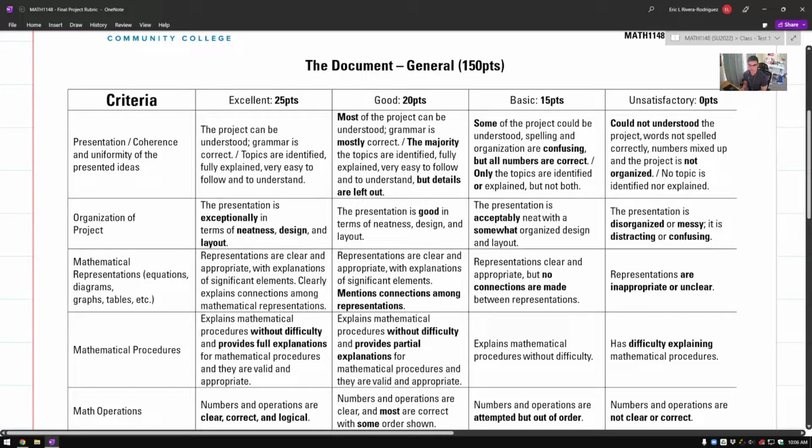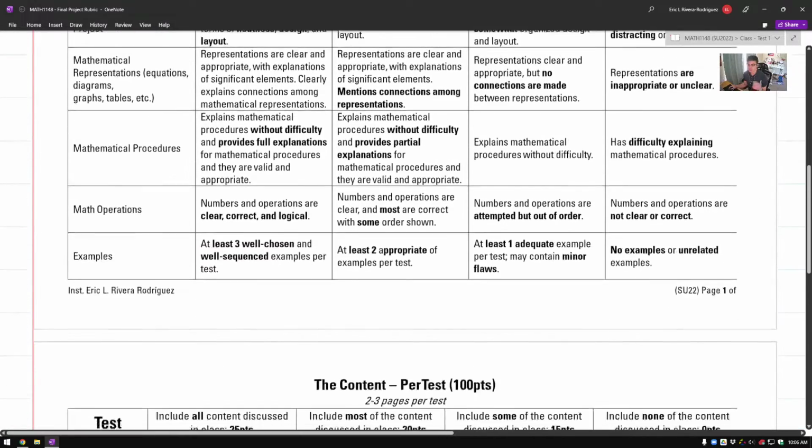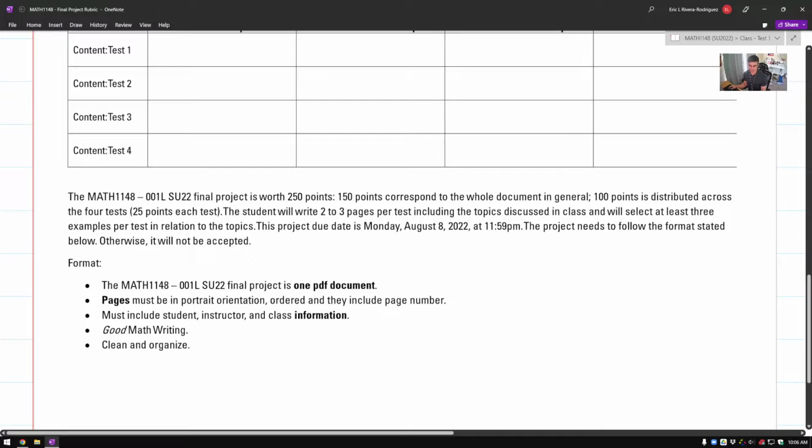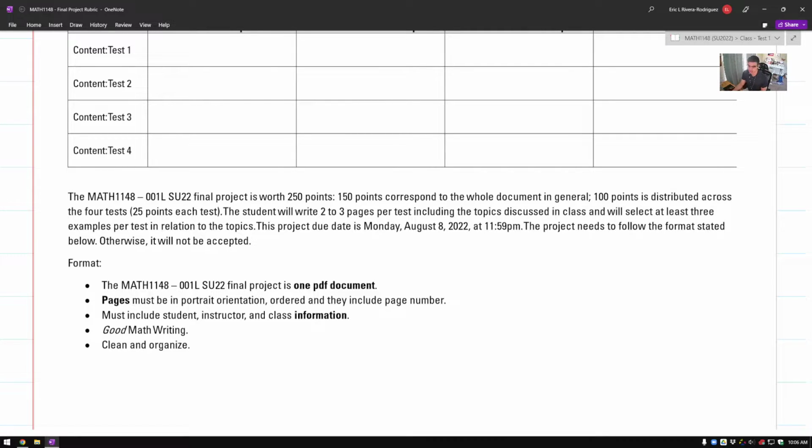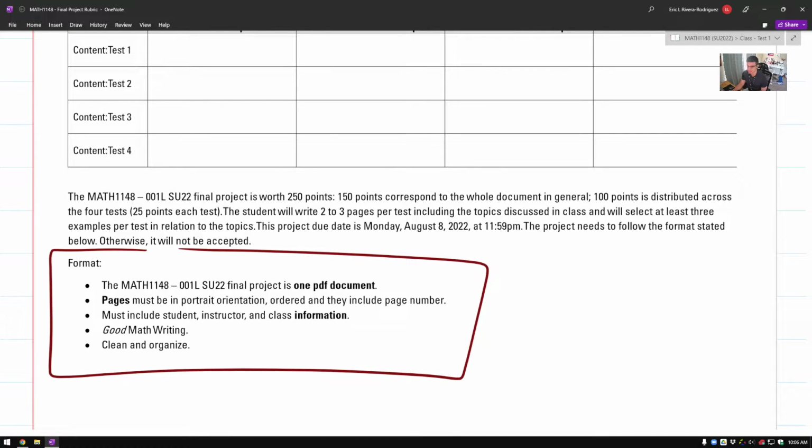For the document in general, what I want you to do first is to follow the format. If you don't follow the format, I'm not going to accept your project. It doesn't matter if it contains everything that I'm asking for. If the format is not the one as I stated, I'm not going to accept your work. Okay, and the format is very easy. It's going to be one PDF document. Pages must be portrait orientation, ordered, and they need to include the page number.